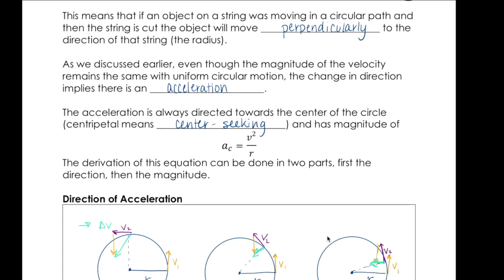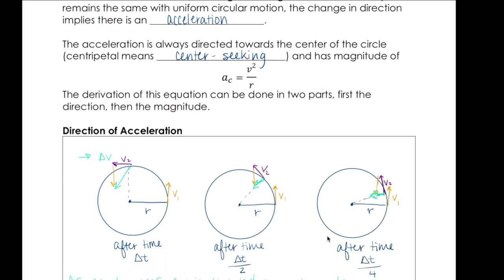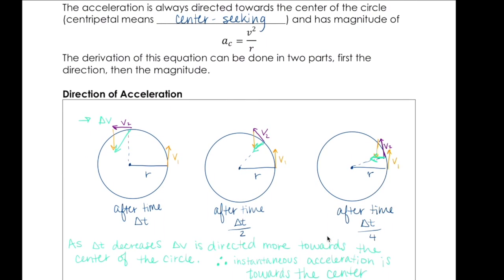Here is the magnitude for calculating the centripetal acceleration. We denote this with a subscript c. For centripetal acceleration, it is the velocity squared divided by the radius. To prove that it is center seeking, we can look at a circular path where we have the same velocity going around, the same constant speed.